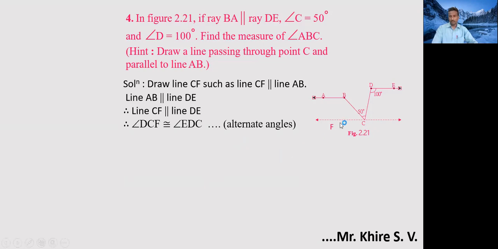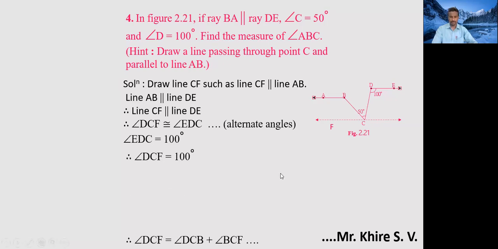Now, if two lines are parallel and there is a transversal, it means alternate angles are always congruent. Therefore, angle DCF is congruent to angle EDC, or EDC is congruent to DCF. These are alternate angles. Now, angle EDC is given, 100 degree. Alternate angles are congruent, DCF is congruent to EDC. Therefore, DCF is also 100 degree.